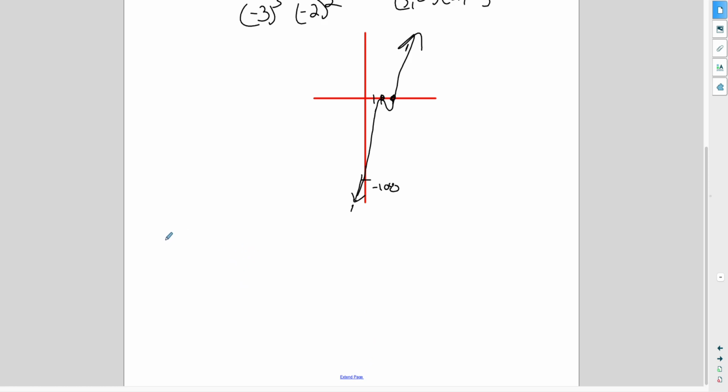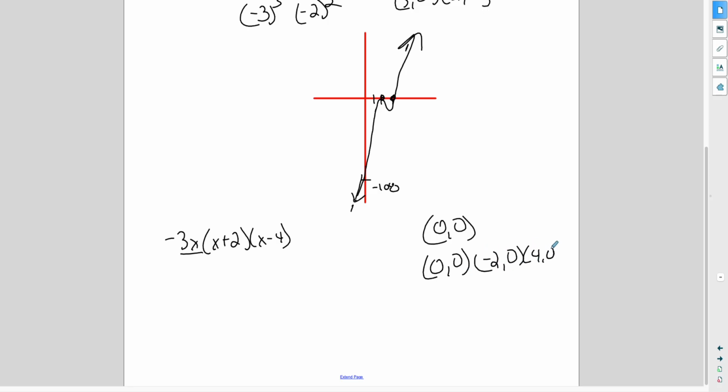Then our last one is -3x, x plus 2, x minus 4. Well, right off the bat, I know that I have my y-intercept of 0 because of that random x out there. So I know one of my x-intercepts is 0, 0. Also -2, 0, and 4, 0.